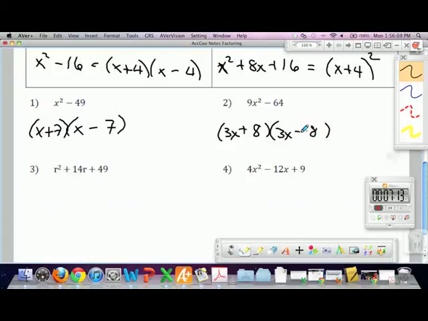So the second pattern. Are there two perfect squares on the ends? Yep, r squared and 49. If I find each of these square roots, that's r and 7. R times 7 is 7r, doubled is 14. So this does fit that perfect square trinomial pattern. We put these in parentheses. That's plus, so this is plus. It's squared.